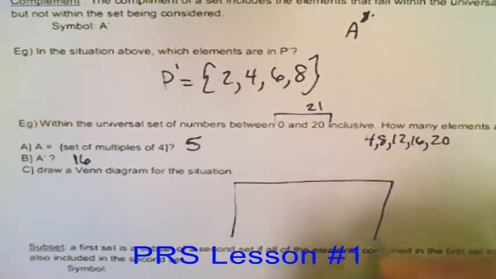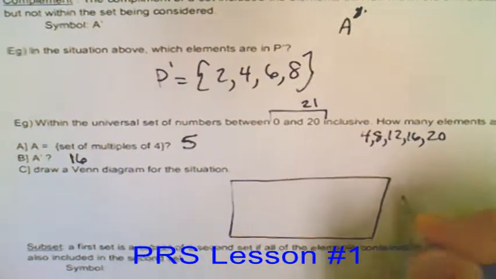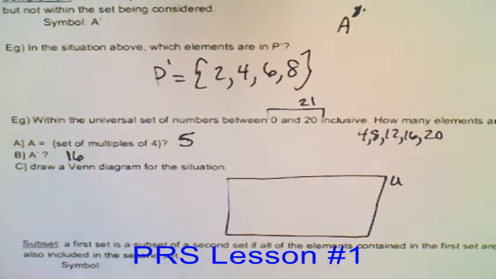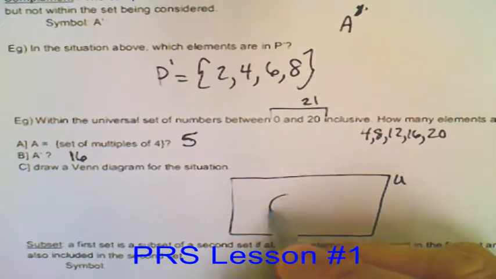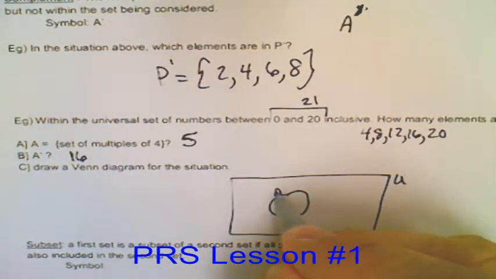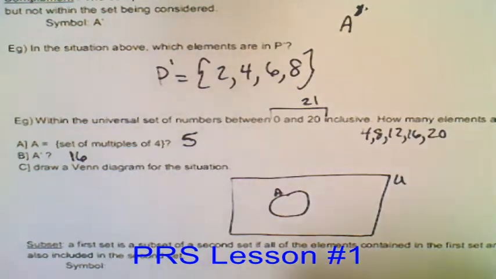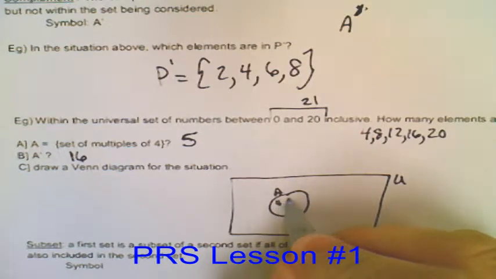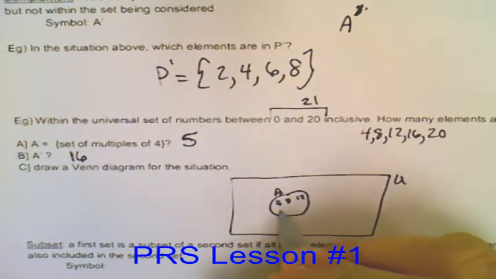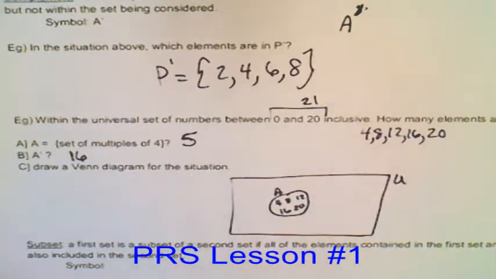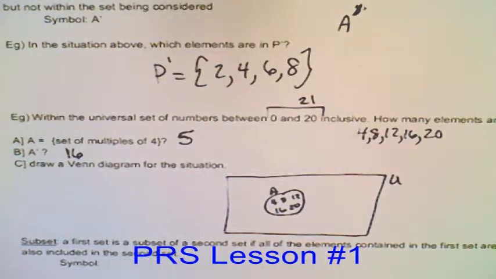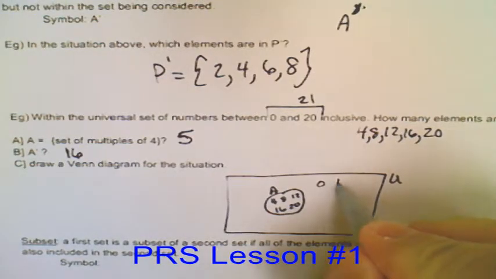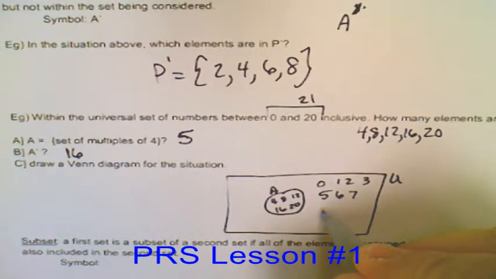Draw a Venn diagram for this situation. Once again, you're going to draw your box for your universal set. You're going to label it U, kind of U for universal. You've got set A somewhere in there, and I'm going to make it kind of small here. Set A has the multiples of 4: the 4, the 8, the 12, the 16, and the 20. So they're in set A. What numbers are not in A, but within the universal set?